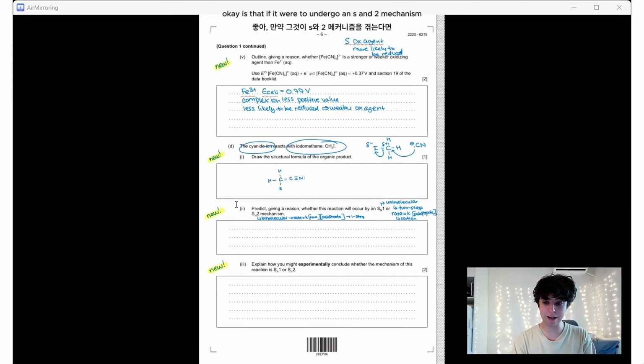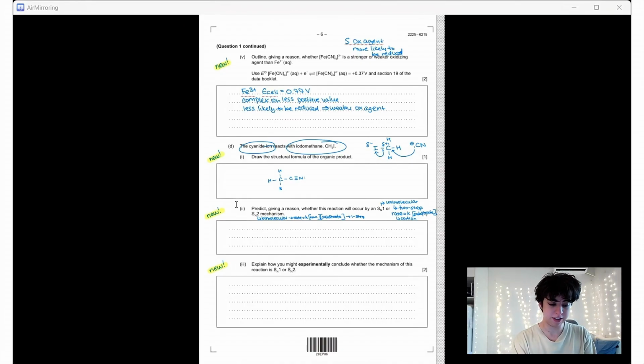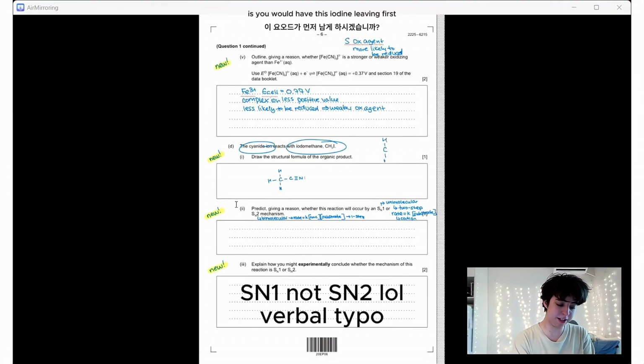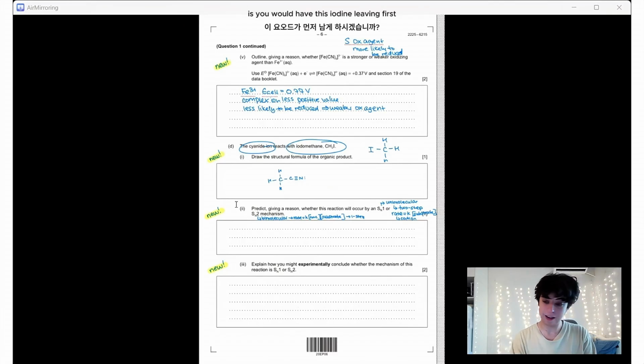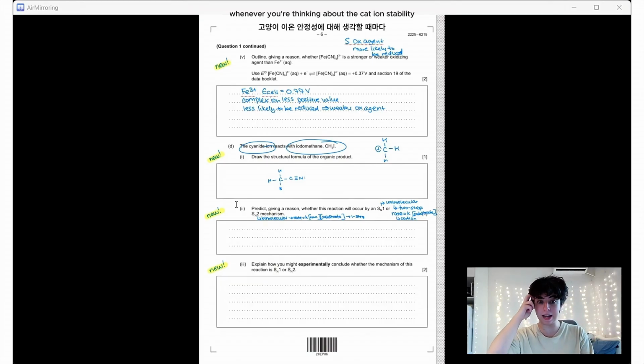If it were to undergo an SN1 mechanism, it would form this. Let's go over here. Cross this out. You would have this iodine leaving first, and so it would form this primary cation. And so whenever you're thinking about the cation stability, SN1 would form a cation, and cation stability is that the more carbons that your cation is attached to, the more stable it is.